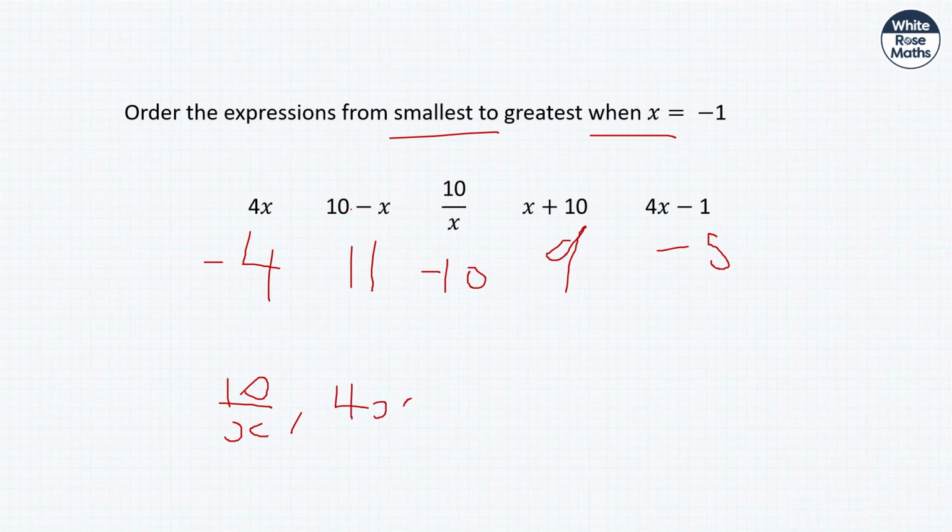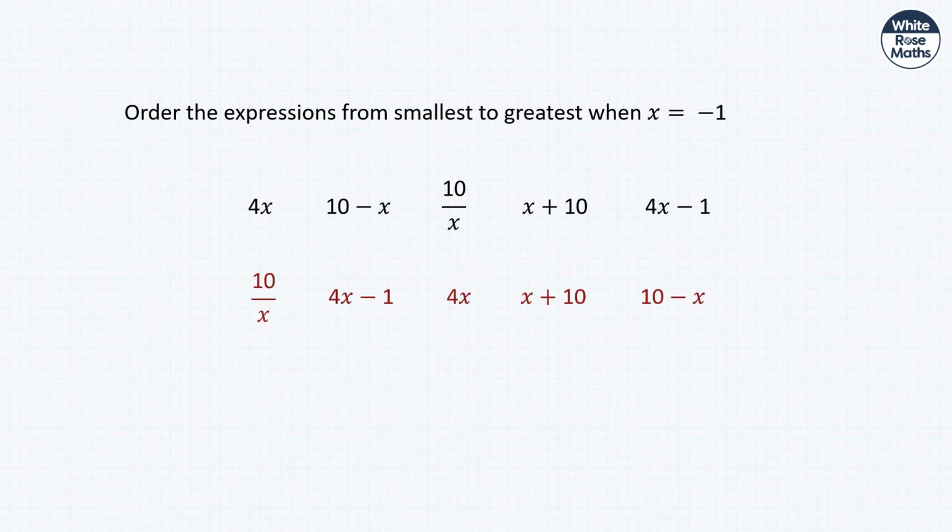Then it'd be 4x. Then it'll be x plus 10. Then it'll be 10 minus x, okay? So again, I appreciate that I've gone through this pretty quickly, but hopefully you can forgive me. But yeah, it's just obviously substituting negative numbers into an algebraic expression. So it's substitution into expressions, we call it. That's my answer for that question.